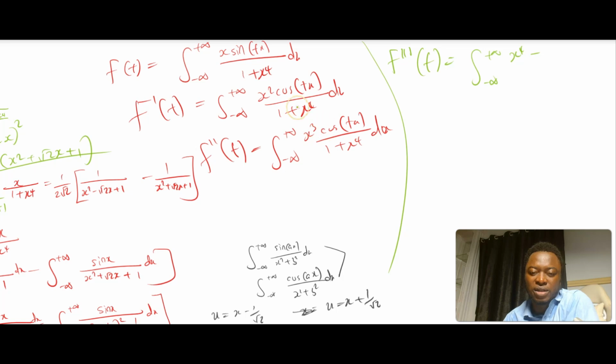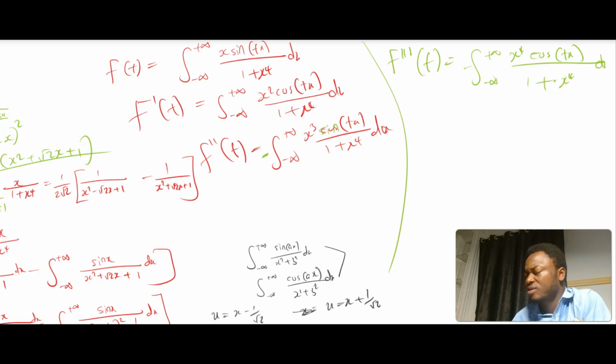What am I doing? Wait, this one is cosine, so this one should be negative sine. And this one now should be negative cosine of tx all divided by 1 plus x to the fourth dx.